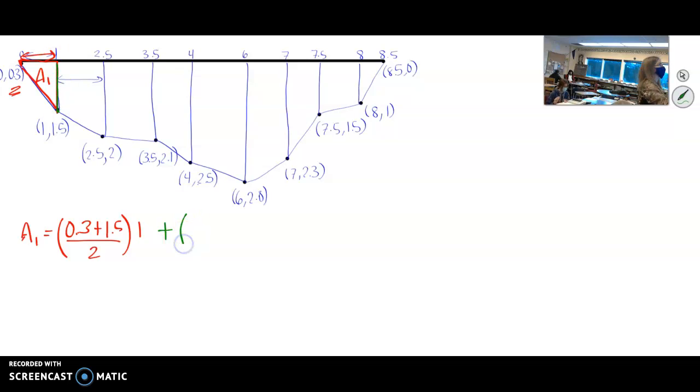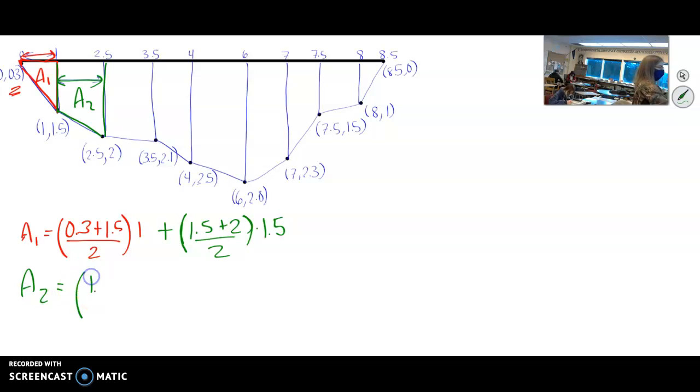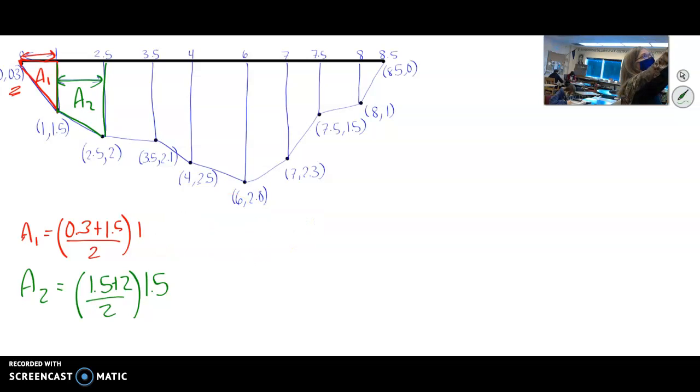The bases for this one: we have 1.5 plus the next base, which is 2. We're going to divide that by 2 and multiply by this height, which is 1.5. So this is my second area. What I was going to do here is just do these all separately. So I have 1.5 plus 2 divided by 2 times 1.5. That'd be my area for the second one there.